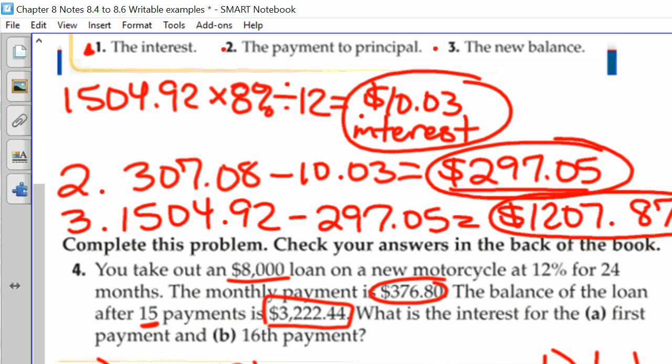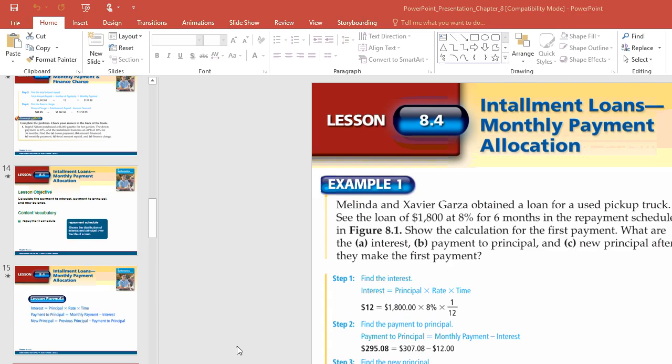And that answers the question. So after the first month, we're paying $80 in interest. And after the 16th month, we're only paying $32.22 in interest. All righty, so let's go back to our notes.